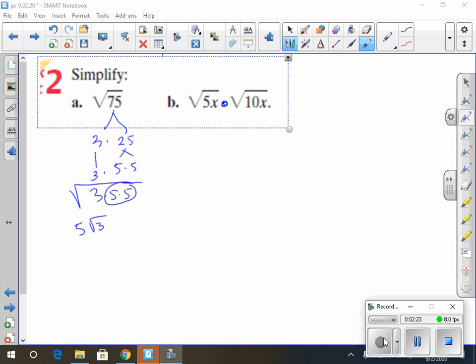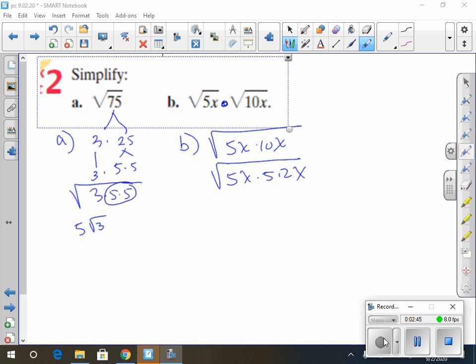When you are multiplying, it is as if, in part B here, it was the square root of 5x times 10x. 5x times 5 times 2x, if you want to break those up into factors. Notice that I've got a couple of 5's that will come out and a couple of x's that will come out. That becomes 5x square root of 2, because the 2 is the only thing left without a partner.